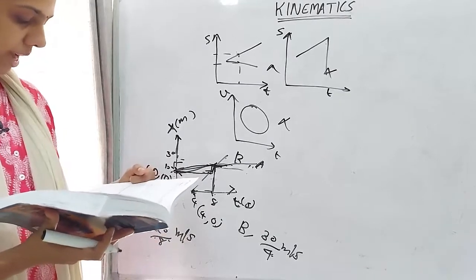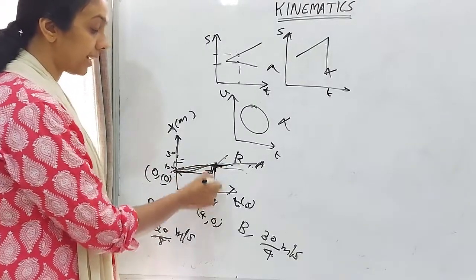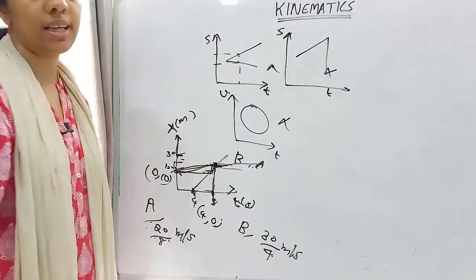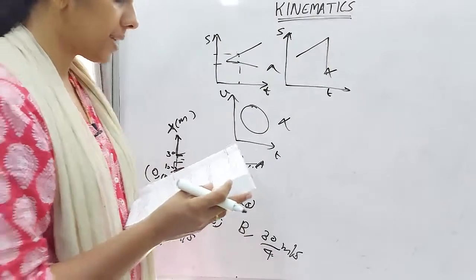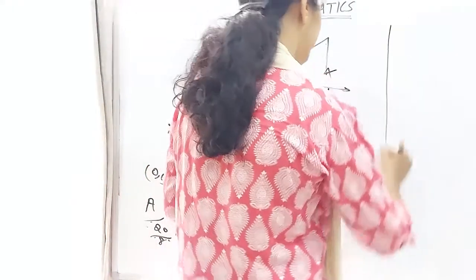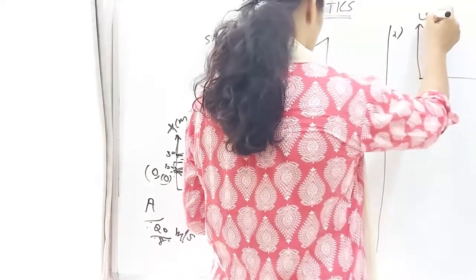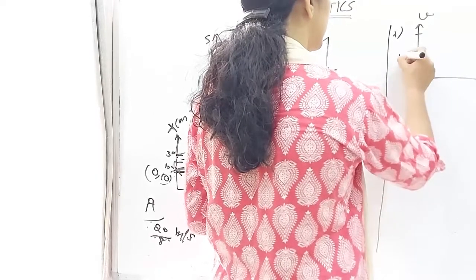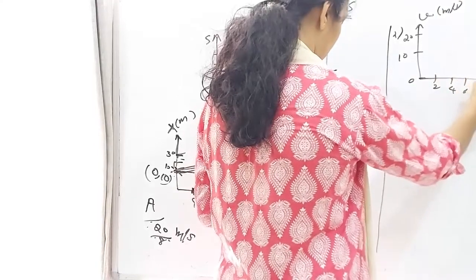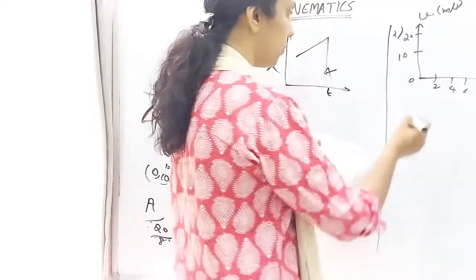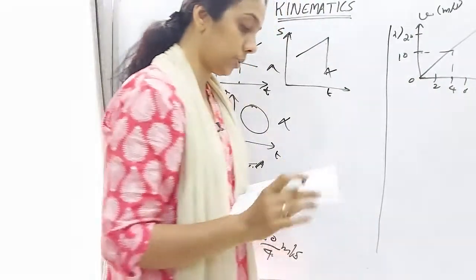Next is when and where the two particles strike each other. The two particles are striking at 8 seconds when both are 30 meters away. Okay, the next question: the velocity of a car as a function of time is shown in the figure. Here velocity is on the y-axis and here it is time. Velocity is 0, 10, 20 meter per second, and time is 2, 4, 6, 8 in seconds.